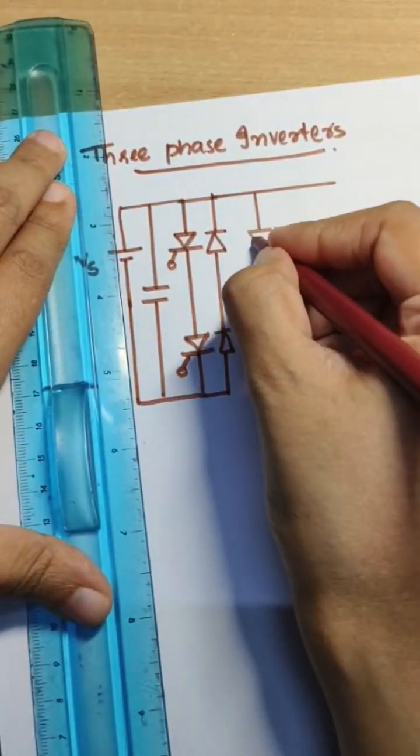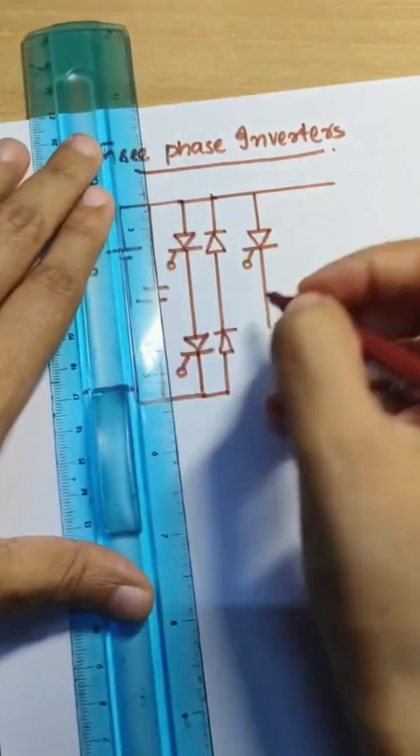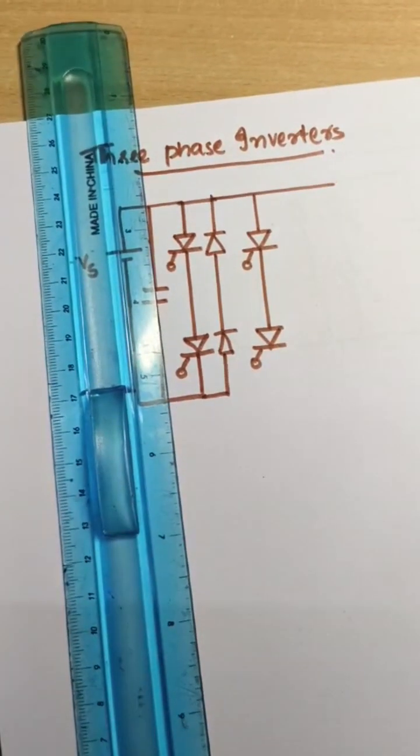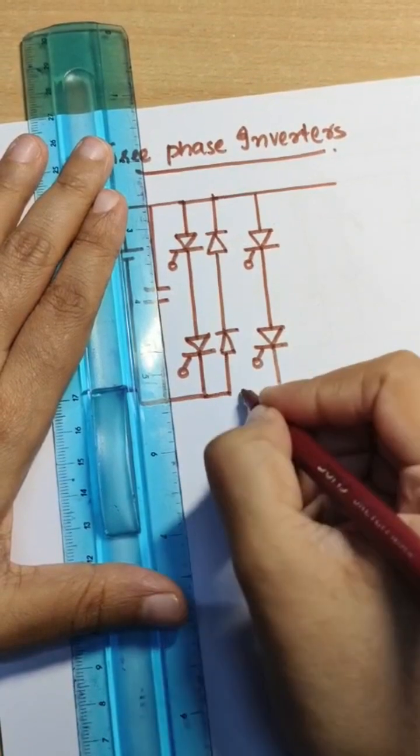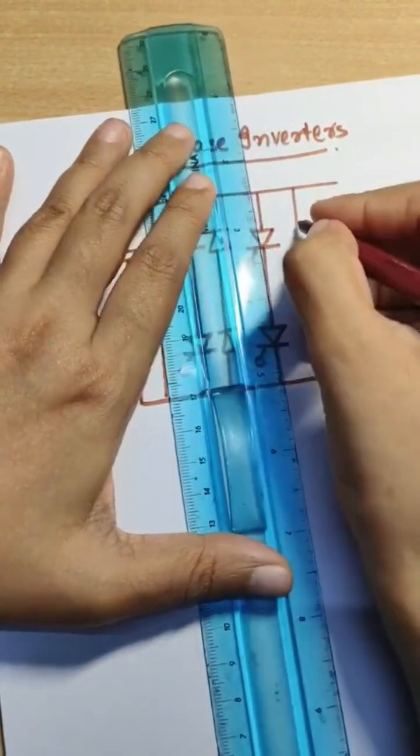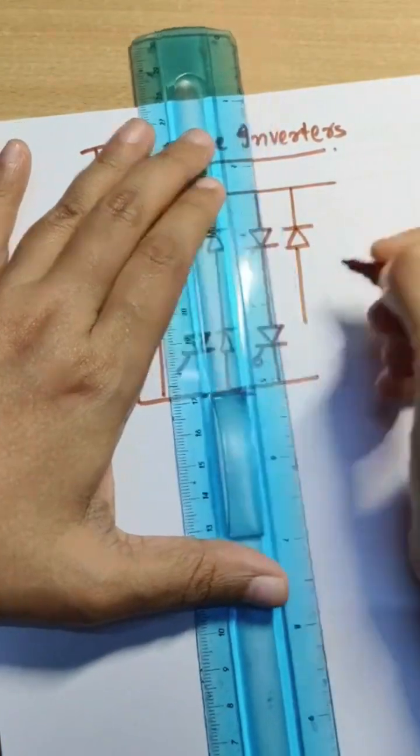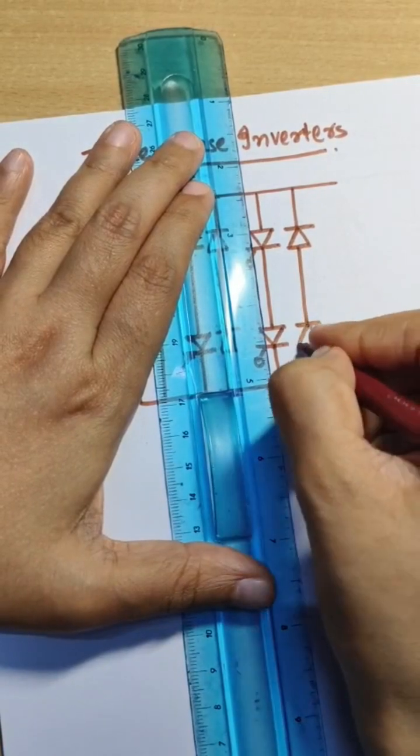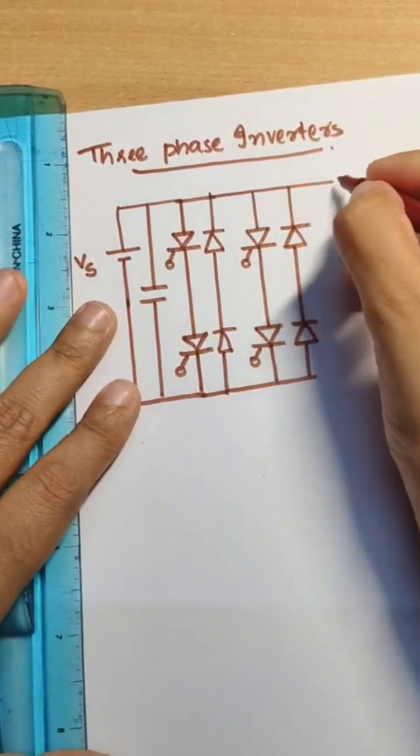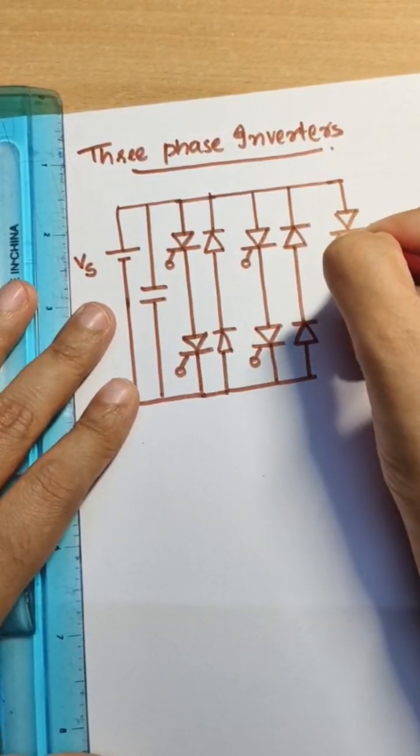Phase B switches are shown here and the anti-parallel diodes are connected. Similarly, phase C.